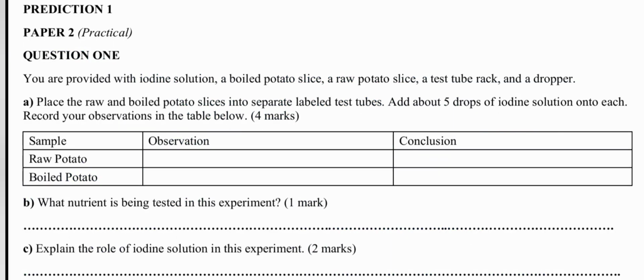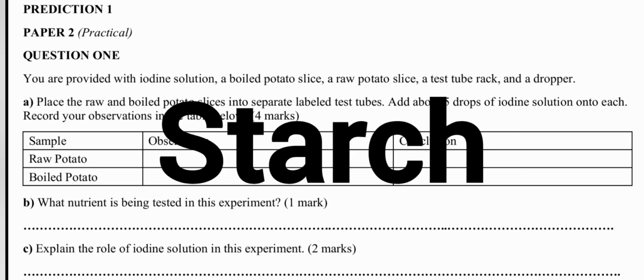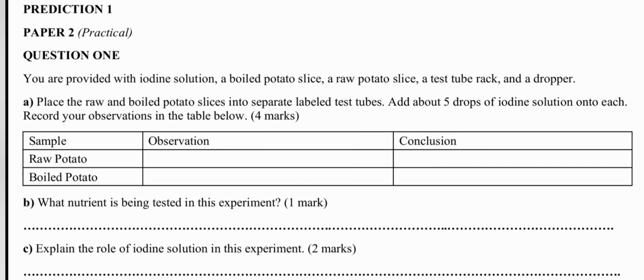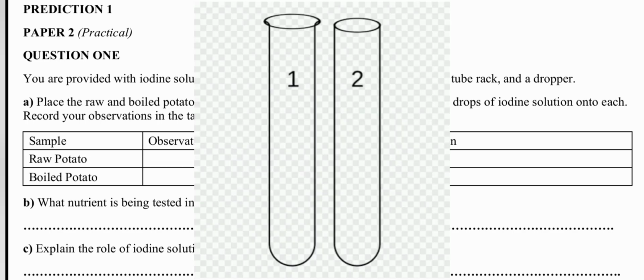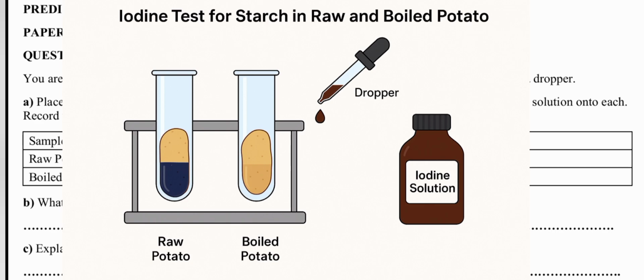Here you are provided with the iodine solution, a boiled potato slice, a raw potato slice, a test tube rack and a dropper. Do you know what we are being assessed on? This is a food test, and in this category you are testing the presence of starch in the food provided. Procedure: place the raw and boiled potato slices into separate labeled test tubes, that is test tube A and test tube B, and add about 5 drops of iodine solution onto each. Record your observation in the table below.